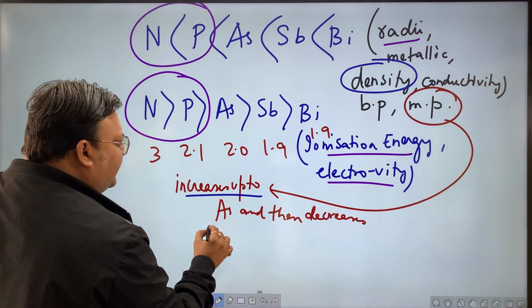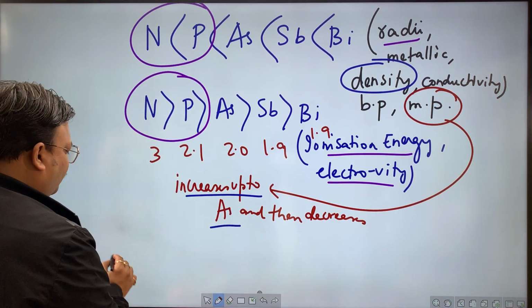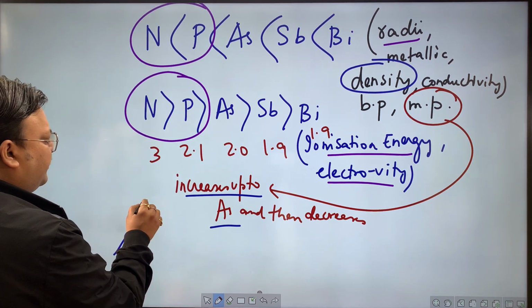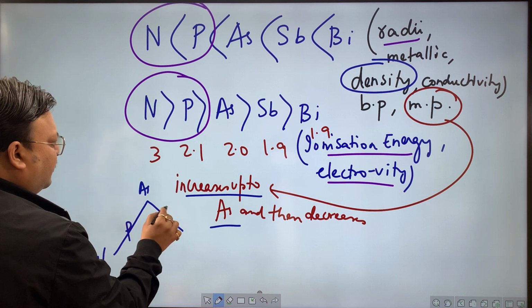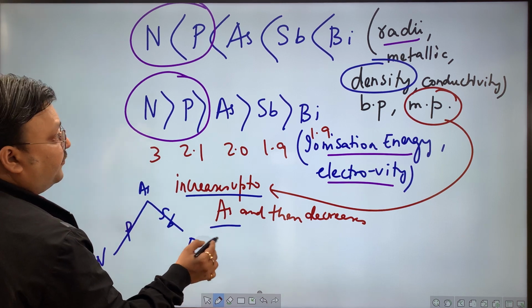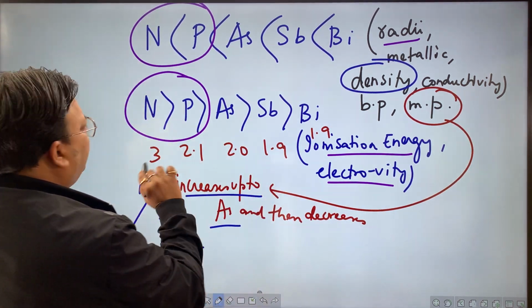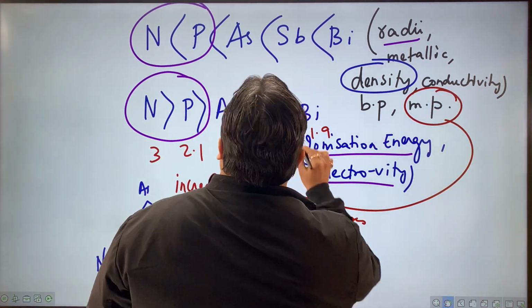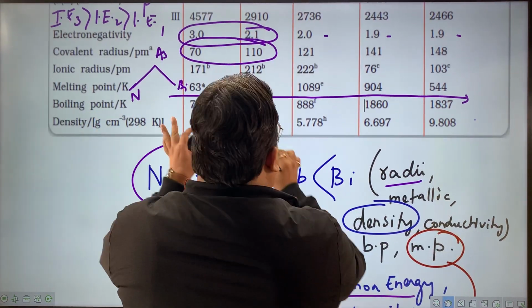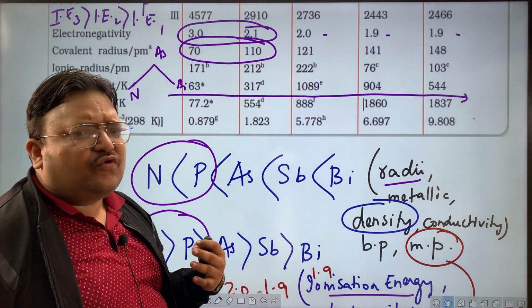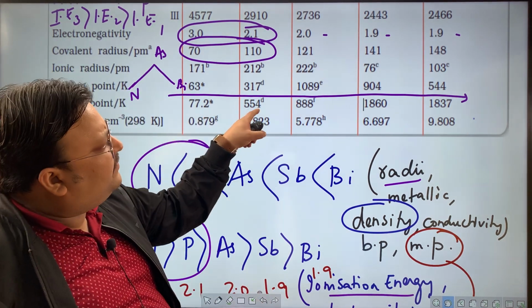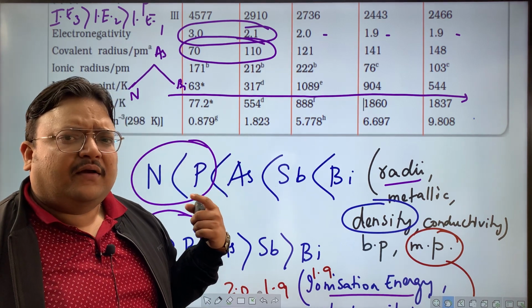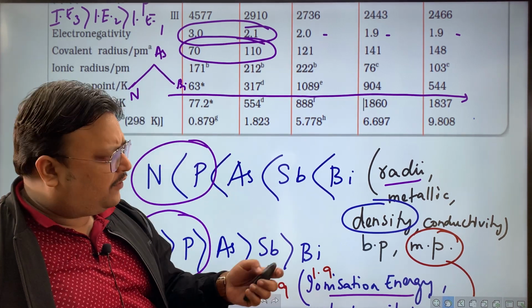It increases up to arsenic and then decreases. So nitrogen, phosphorus, arsenic, it increases and then it decreases. Nitrogen, phosphorus, arsenic, antimony, bismuth. Remember, this is for the melting point. Boiling point increases down the group. Boiling point, there is no ambiguity. Certainly the values need not be mugged up. And because this trend is given with numbers in melting point, it's always advised to know this particular fact.